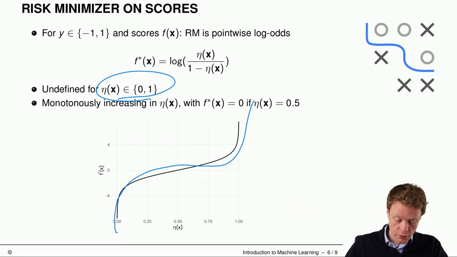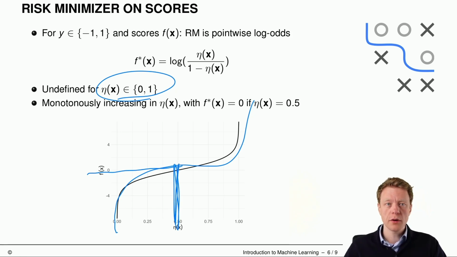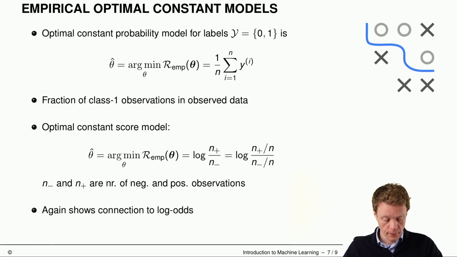This function here is monotonously increasing in eta. That's exactly 0 when eta is 0.5. So the score is 0 if the probability is 0.5. Okay, this was about the risk minimizers.